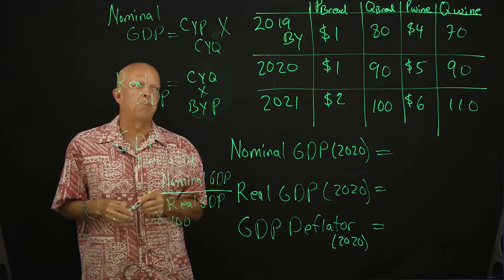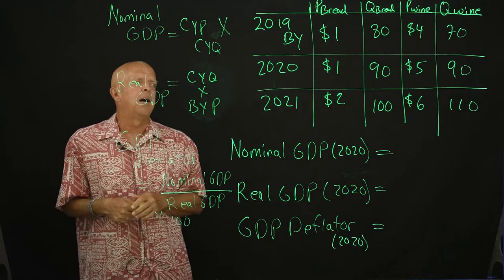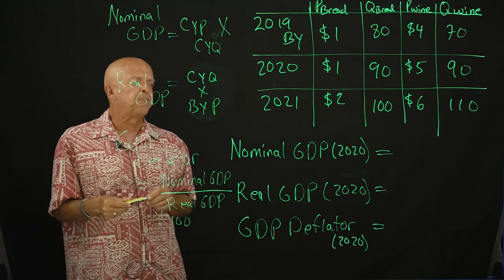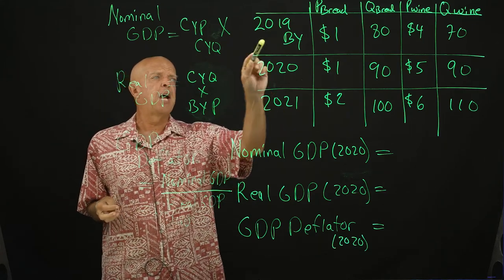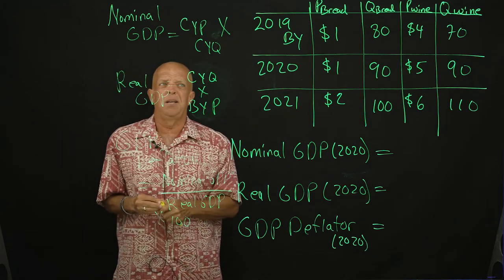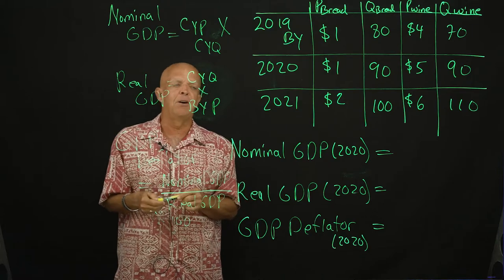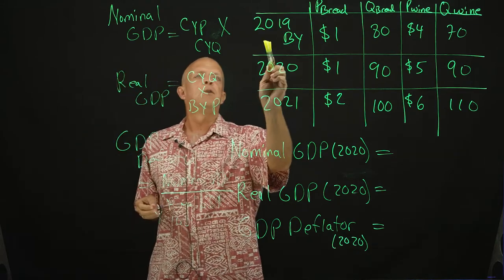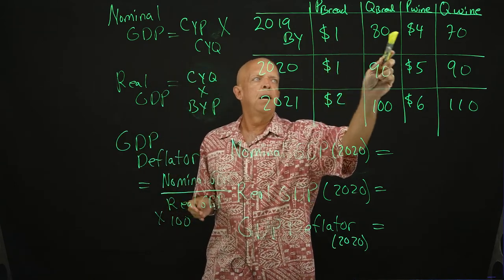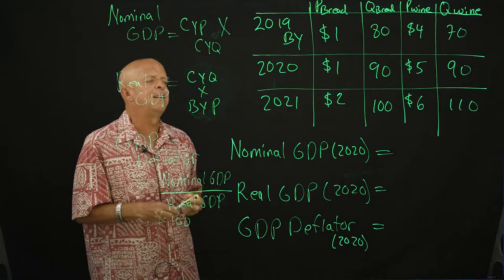Let's go through an example. And this is a pretty standard example that you will see in the textbook and or you might see on the practice questions or even an exam. So we have 3 years and we have two items, bread and wine. You can say perhaps this is the country of France or Italy or any country that produces bread and wine and their entire economy is bread and wine. We have 3 years, 2019, 2020, and 2021. And we have prices for bread and wine, quantities for bread and wine. Our base year is going to be 2019.